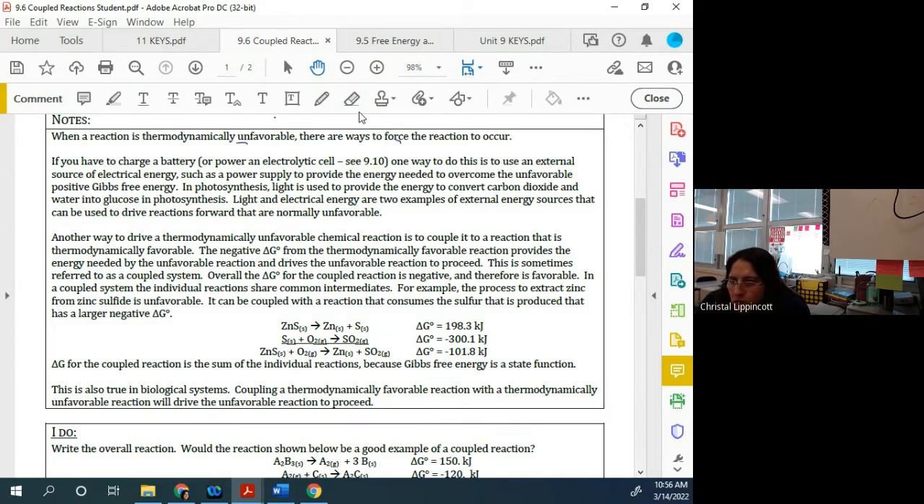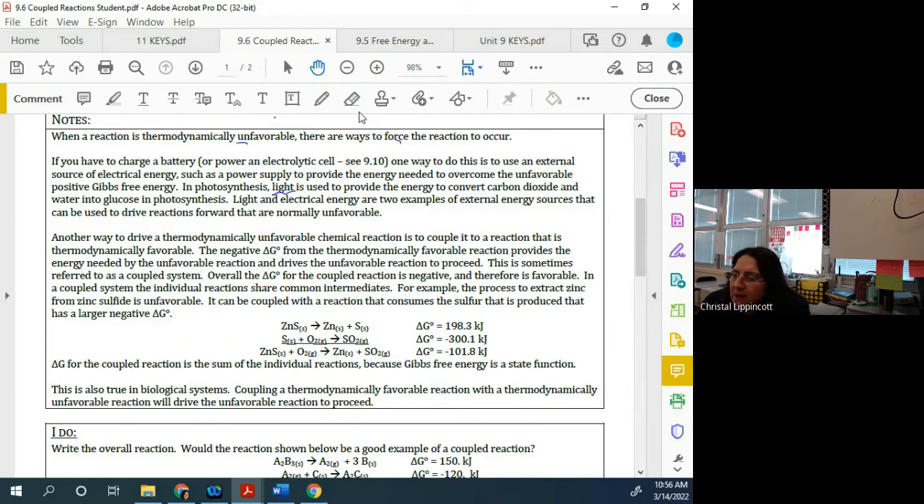Okay, so you need that energy to overcome that unfavorable reaction. Photosynthesis, your light, is what is going to happen there. The light provides what it needs to convert the carbon dioxide and water into glucose, your light energy is able to do that. Again, sometimes you use electrical energy.